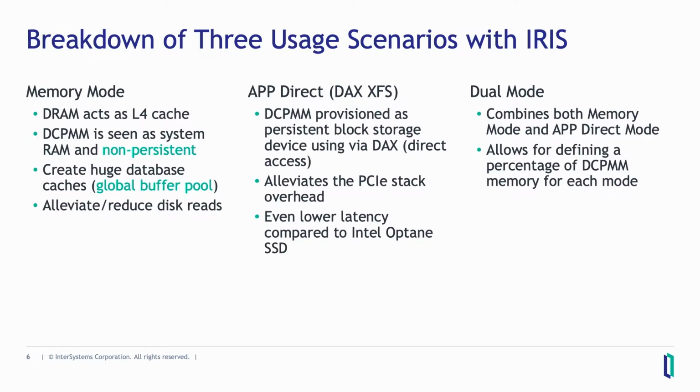And then on the right, we have dual mode, where it combines both memory mode and app direct. This is good for IRIS configurations that have very large buffer pools, but also want some sort of extremely fast persistent storage. I'll get into exactly what component of IRIS would be beneficial to put on a DAX XFS mount.